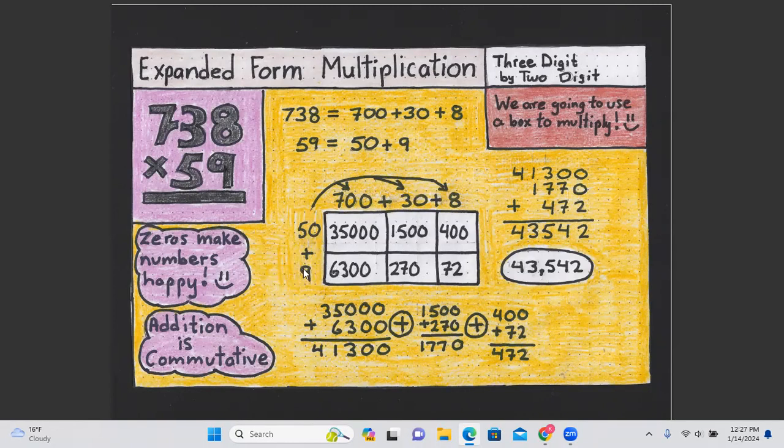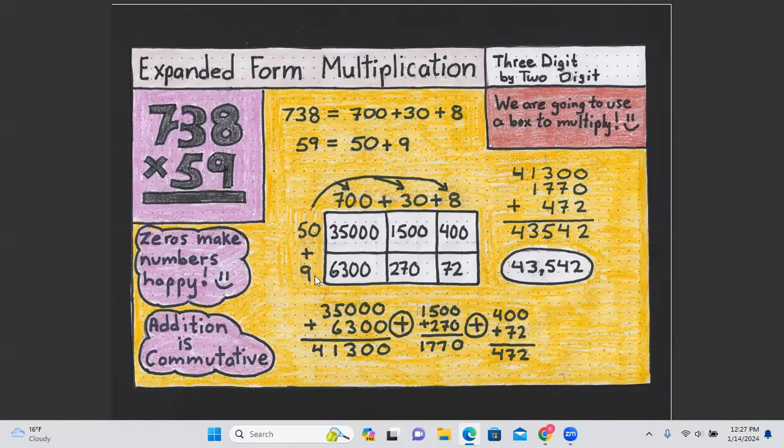And we're going to multiply 9 times 30. 9 times 3 is 27. And we just add that 1 zero when we multiply these two numbers. And then finally, we're going to multiply 9 times 8, which will give us 72.